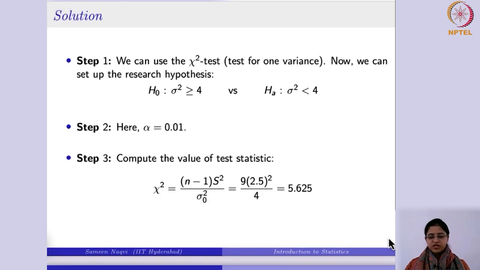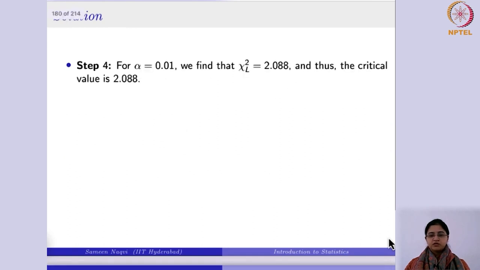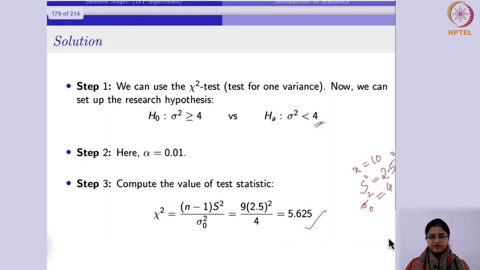So n minus 1, where n actually is 10. Sample variance over here is 2.5 square basically. Sigma naught square is 4, which is given to us here. You simplify this, you would get 5.625. Now you have to compare it with your critical value. Since we are dealing with the left tail test, you would be looking at the lower tail. So chi square L comes out as 2.088. Thus the critical value is 2.088, and what you have obtained is 5.625.